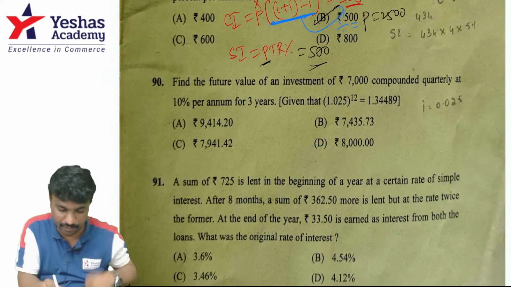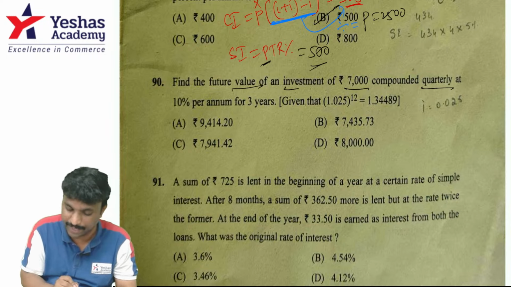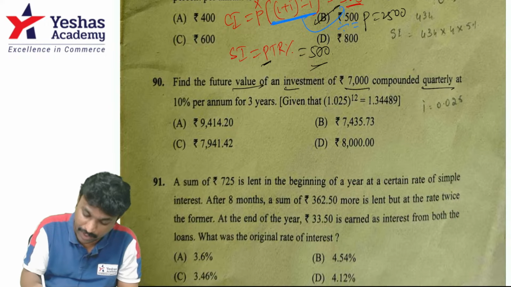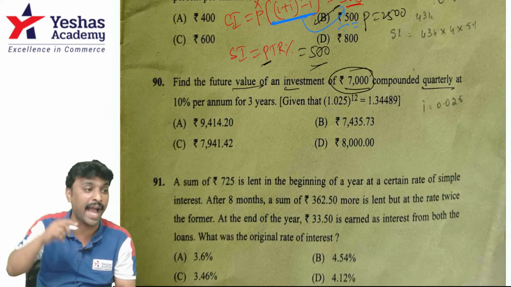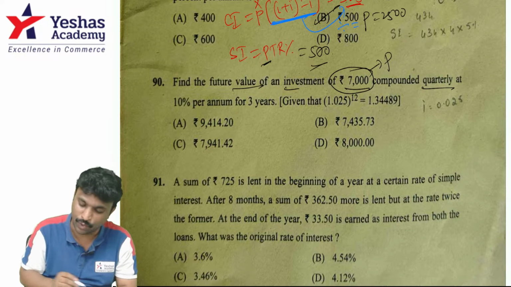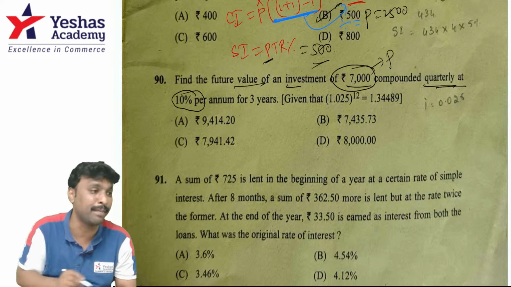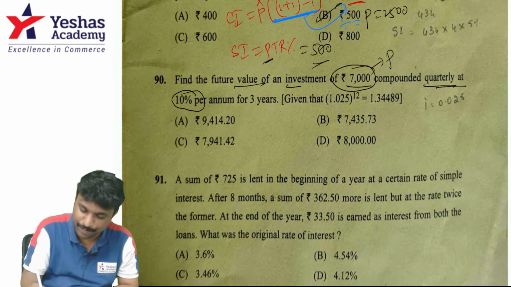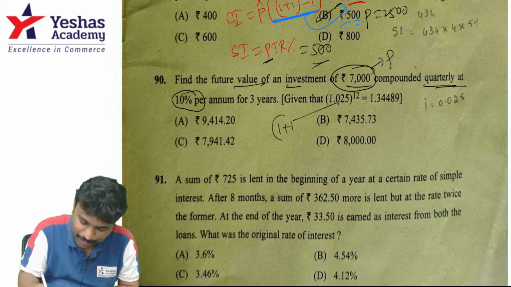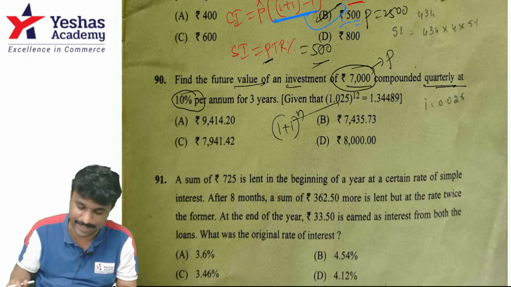Moving on to the next question, find the future value of the investment of rupees 7,000 compounded quarterly. So investment is 7,000. Is it annual investment? No, it's a one-time investment that is to be taken as P. So compounded quarterly at 10% per annum, 10% becomes 2.5%. That means they have already given the value of 1 plus I whole power n.